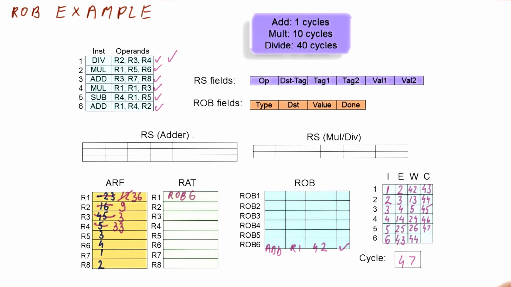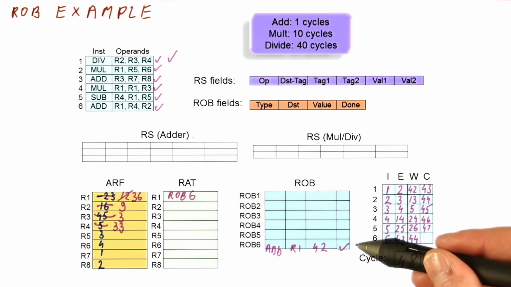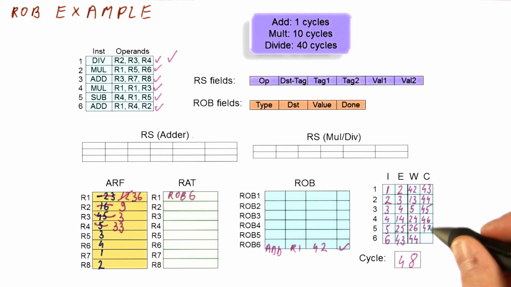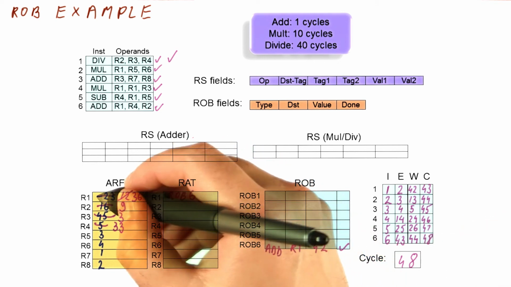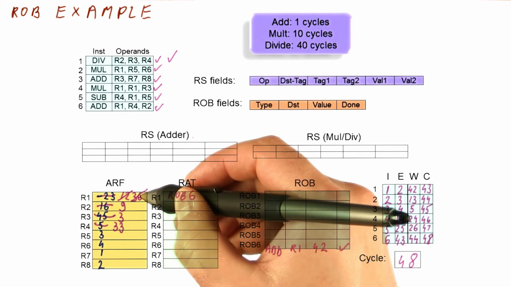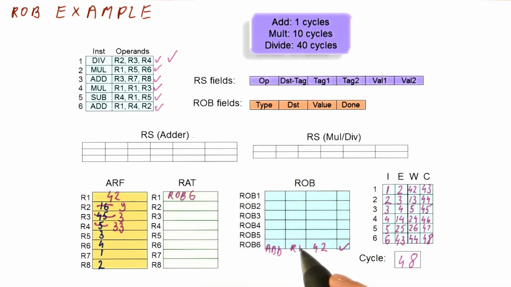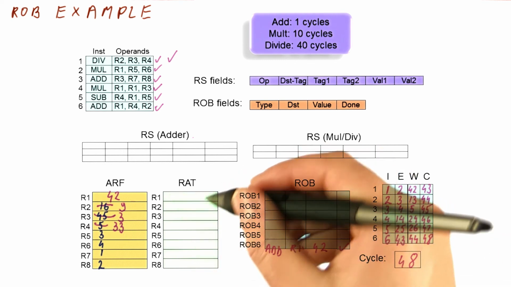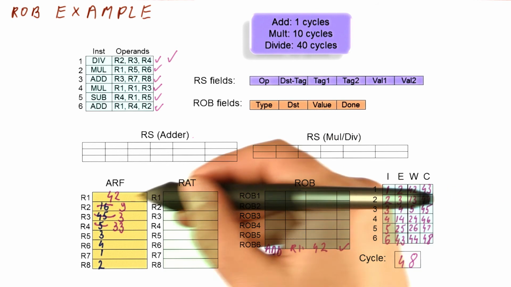Now we move to cycle 48, where we try to commit this instruction. It's done, so it can commit. We deposit 42 into R1, so the final value of R1 is going to be 42. We look at the rat entry for R1. Is it pointing to rob6? Yes, it is. So finally, the rat entry is made to point to the register file.